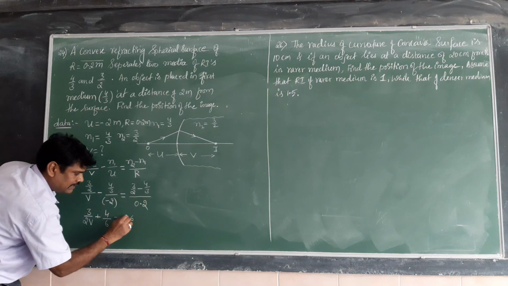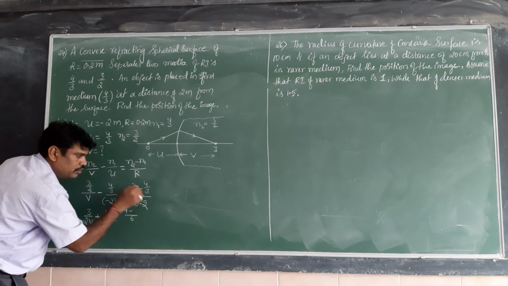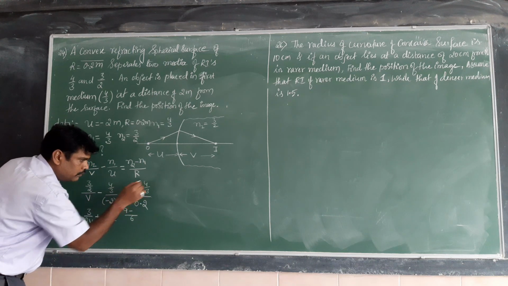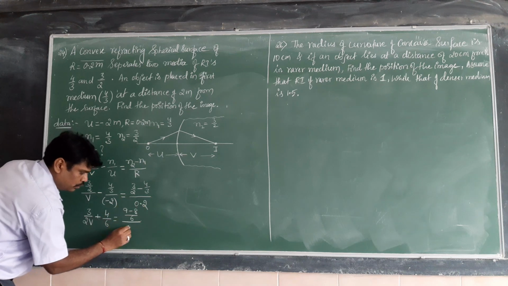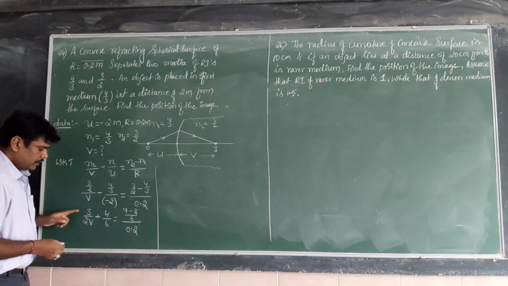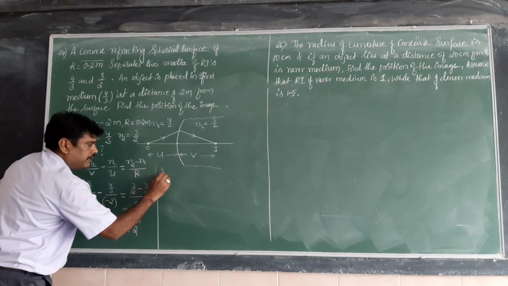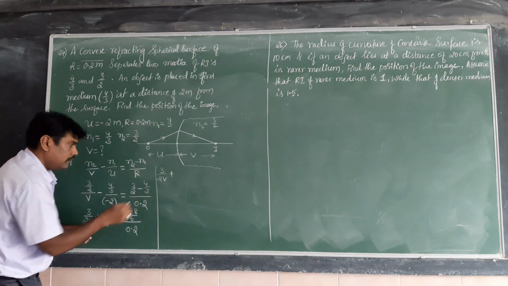Taking the LCM, 3 3s are 9. You take the cross multiplication. 4 to the 8 whole divided by 0.2. Write 0.2 as it is. In the next step, you write as it is 3 divided by 2V plus 4 by 6.